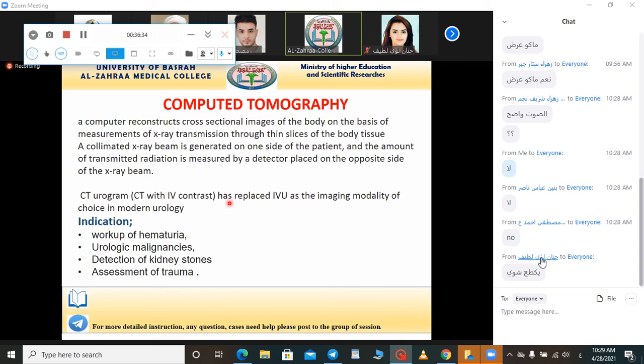What are the indications of CT? CT can work up hematuria. For hematuria, whatever the cause, CT can diagnose it most of the time, by CT with contrast. It is the most sensitive for diagnosis of kidney stone, although we said kidney stone can be diagnosed by ultrasound. Also, assessment and diagnosis of trauma can be done easily with CT.